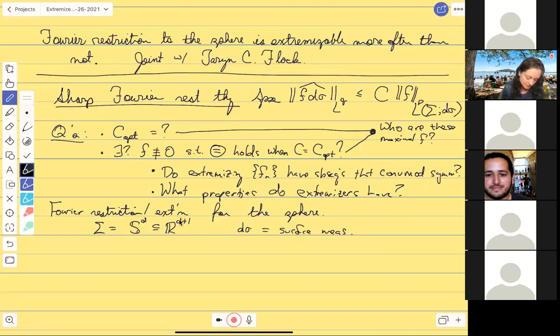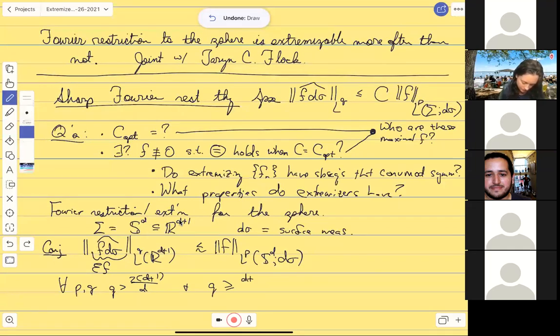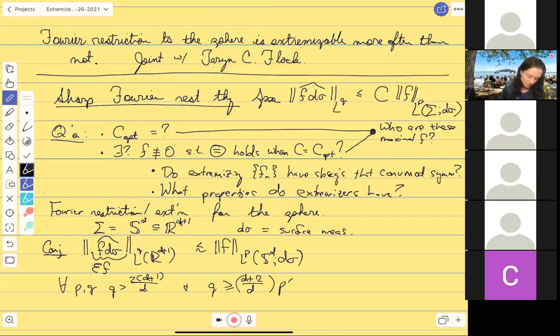And the conjecture is that the norm of the Fourier transform of f d sigma in L^q of R^(d+1) is less than the norm of f in L^p of S^d with d sigma. This we're going to call the extension of f, for every p and q with q greater than 2(d+1)/d and q greater than or equal to (d+2)/d times p prime. So this is open in all dimensions d greater than or equal to 2.